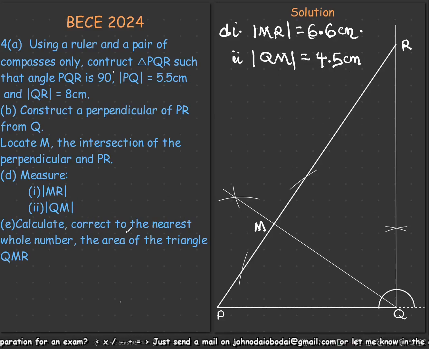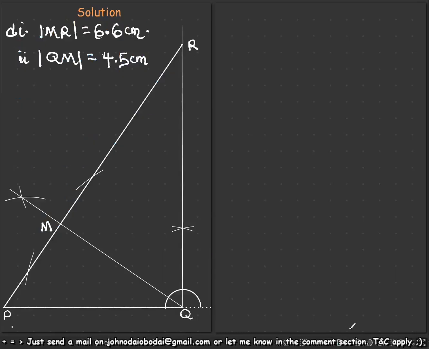Now correct to the nearest whole number, the area of the triangle. You have to calculate the area of the triangle. Now let's take note. So you know, for area of a triangle, that was question E.